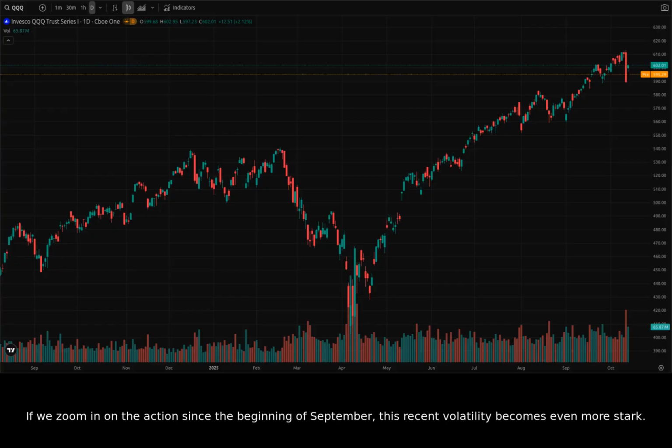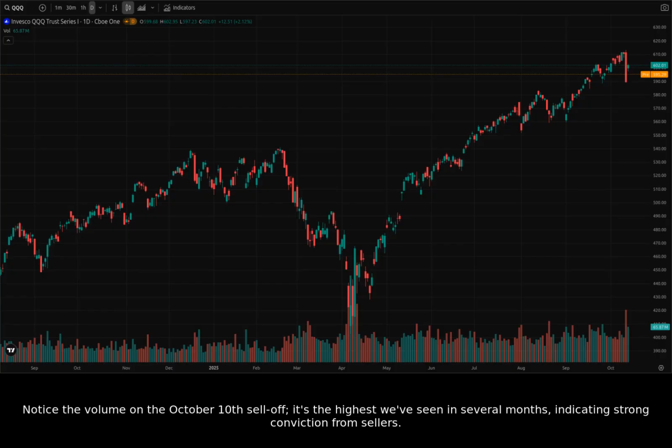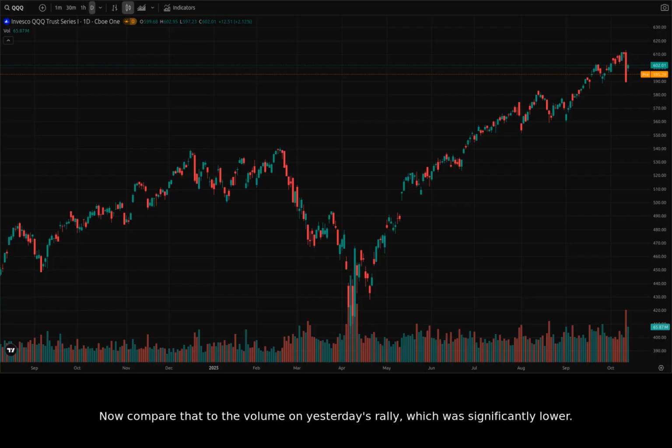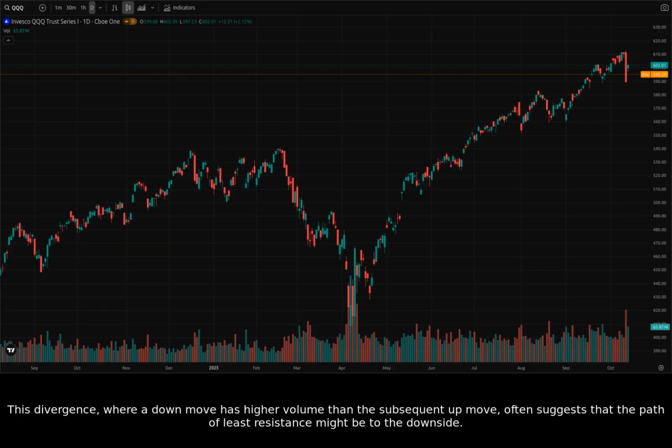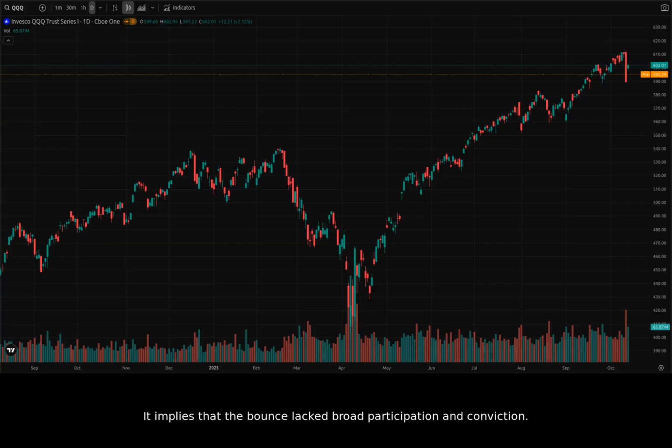If we zoom in on the action since the beginning of September, this recent volatility becomes even more stark. Notice the volume on the October 10th sell-off. It's the highest we've seen in several months, indicating strong conviction from sellers. Now compare that to the volume on yesterday's rally, which was significantly lower. This divergence, where a down move has higher volume than the subsequent up move, often suggests that the path of least resistance might be to the downside. It implies that the bounce lacked broad participation and conviction.